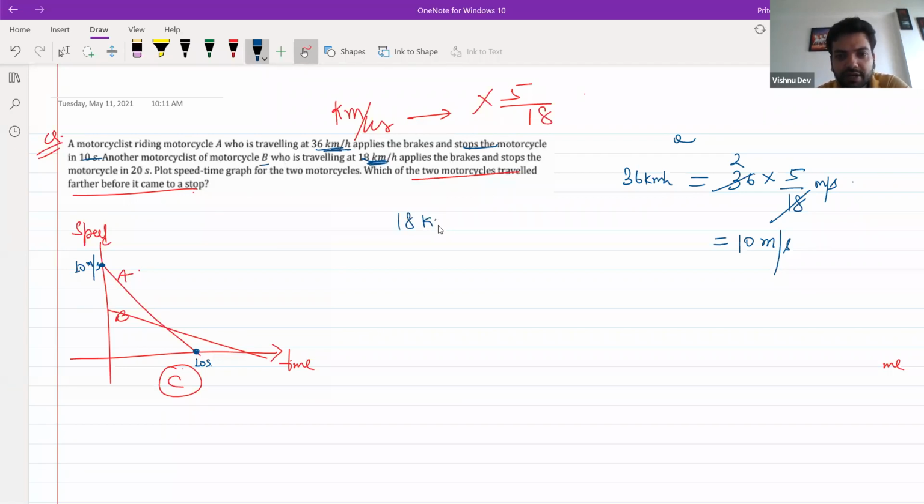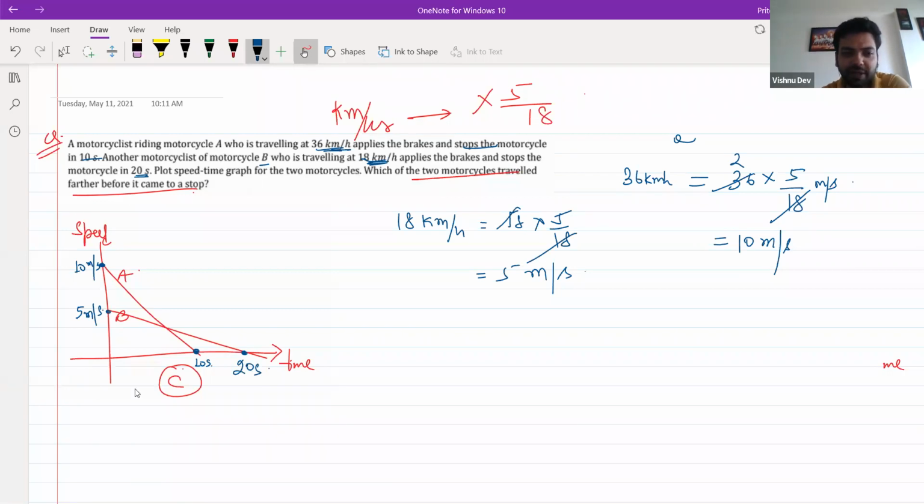Talking about B, who is traveling at 18 kilometers per hour. First convert it into meter per second. So 18 into 5 by 18, you get 5 meter per second. So B starts with velocity 5 meter per second and it stops. Stops means definitely this time should be 20 seconds.